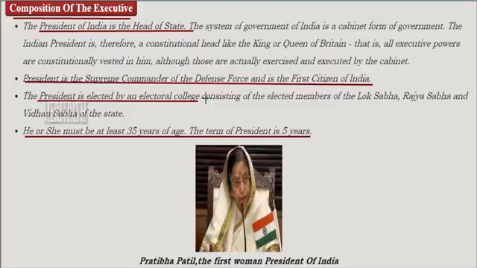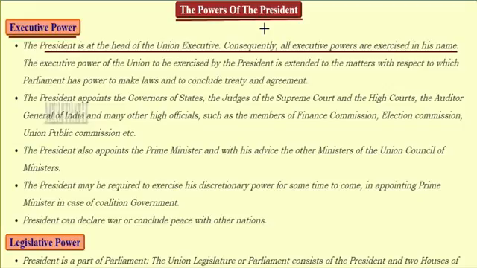He or she must be at least 35 years of age and the term of President is 5 years. In this image we see Pratibha Patil, the first woman President of India. The powers of the President. Executive power. President is the head of the Union Executive. All executive powers are exercised in his name.